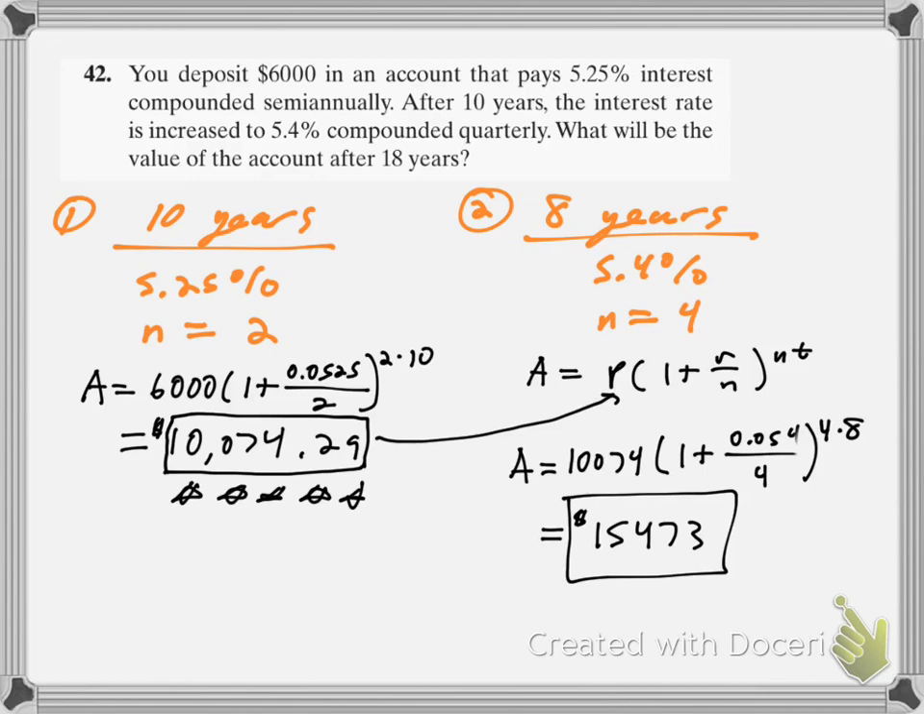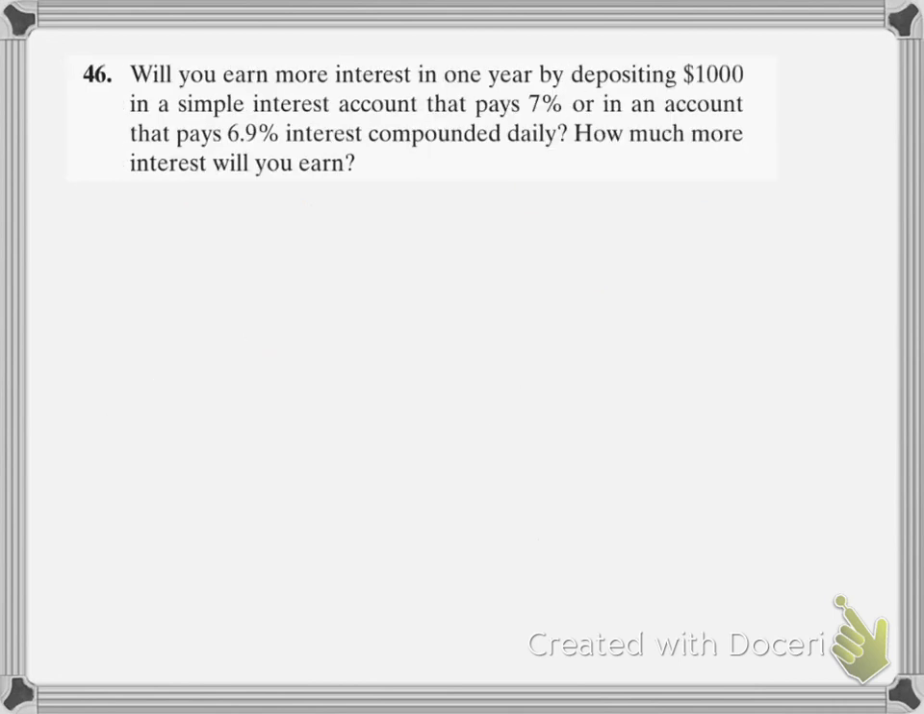Okay, we have one more problem. These are all problems from your book. I'm trying to hit problems like ones you're going to encounter in your homework. Okay, this one is a comparison problem. Which one's going to be better for you? Will you earn more interest in 1 year by depositing $1,000 in a simple interest account that pays 7%, or in an account that pays 6.9% interest compounded daily?